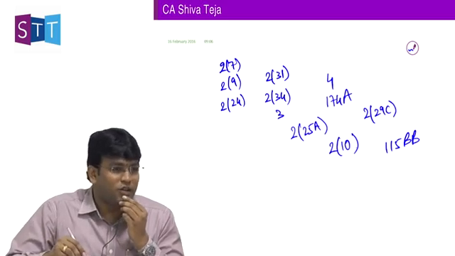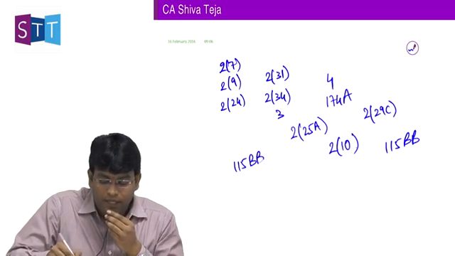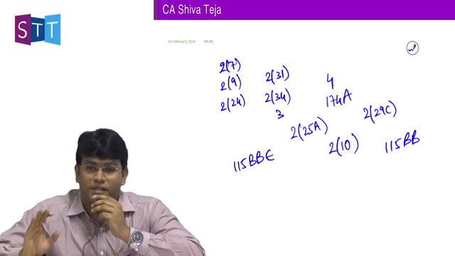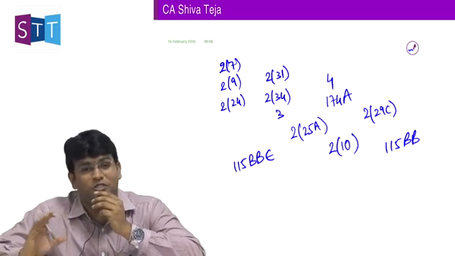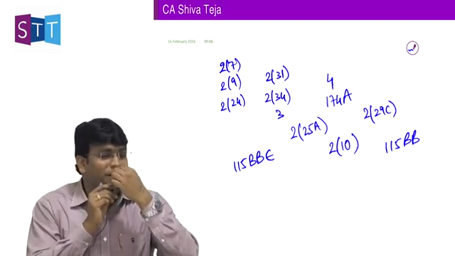Like lotteries, crossword puzzles. Tax at what rate? 30%. 115BBE. Unexplained incomes, tax at the rate of 30%. No deduction whatsoever. Perfect. No deduction whatsoever. Are we clear with these points, my dear friends?